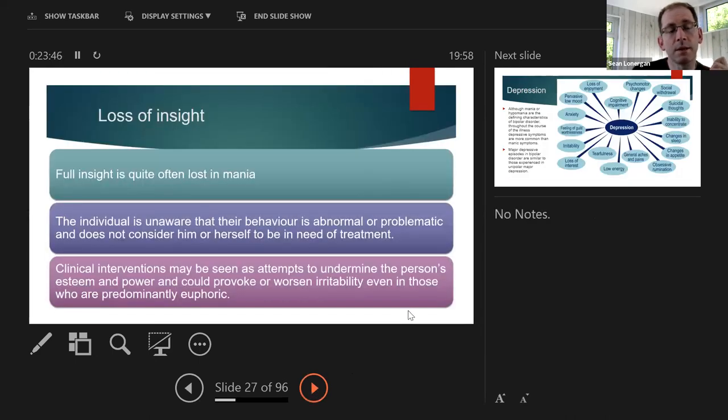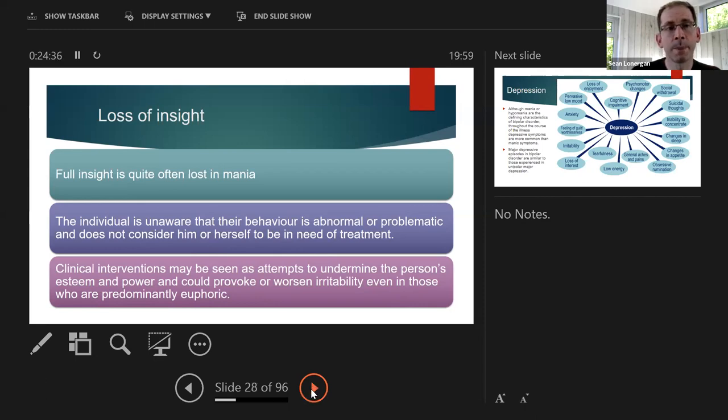When we think about mania, we have loss of insight typically. Full insight is quite often lost, so the person has really no awareness of any problem whatsoever. They probably feel extra right. Their behavior will likely not be perceived as abnormal or problematic, and they will typically not consider themselves to be in need of treatment. Clinical interventions may be seen as attempts to undermine the person's esteem and power, and could provoke or worsen irritability, even in those who are predominantly euphoric. So they may well not come to you in the first place for help.